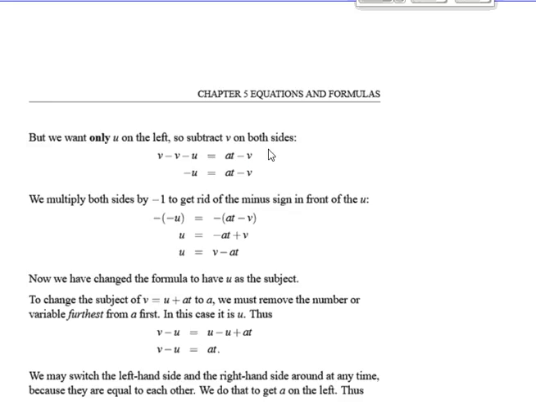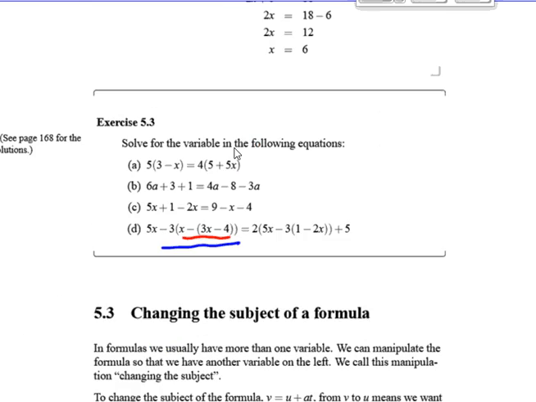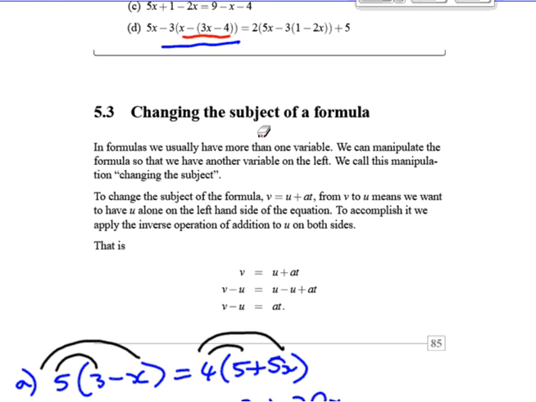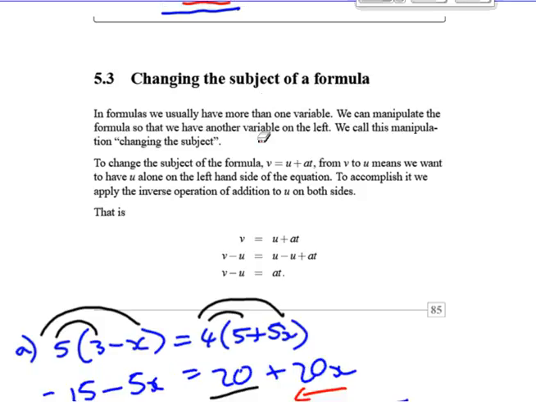All right. So that is the end of equations. All right. Are there any questions on equations at this point in time? Are you all okay? So what we're going to do now is take equations one step forward to what in school you called literal equations or formulae. They're just equations with lots of letters. Okay.